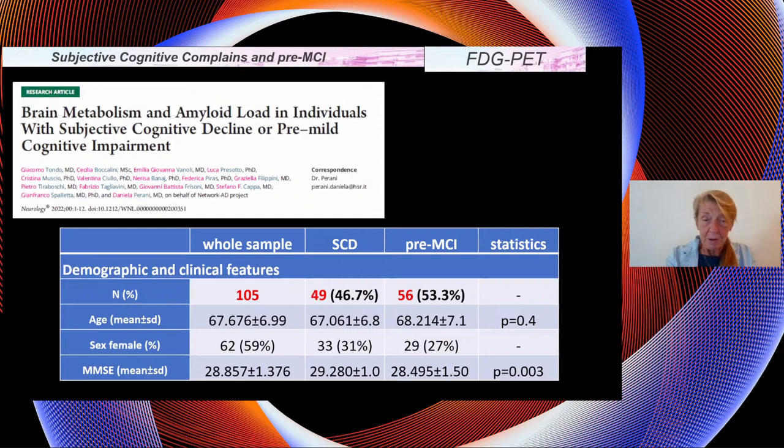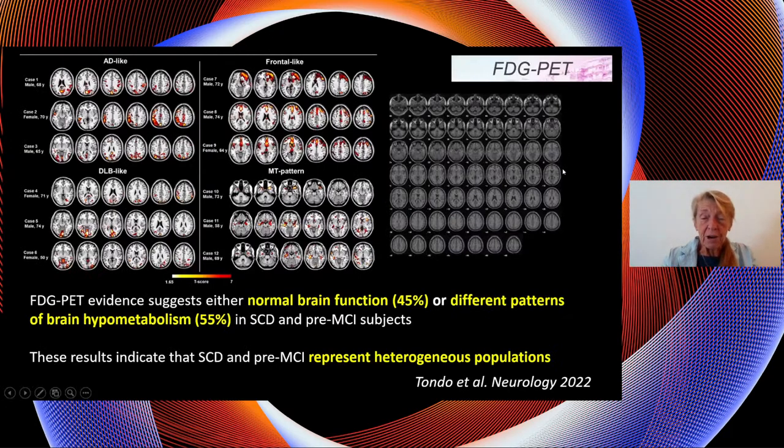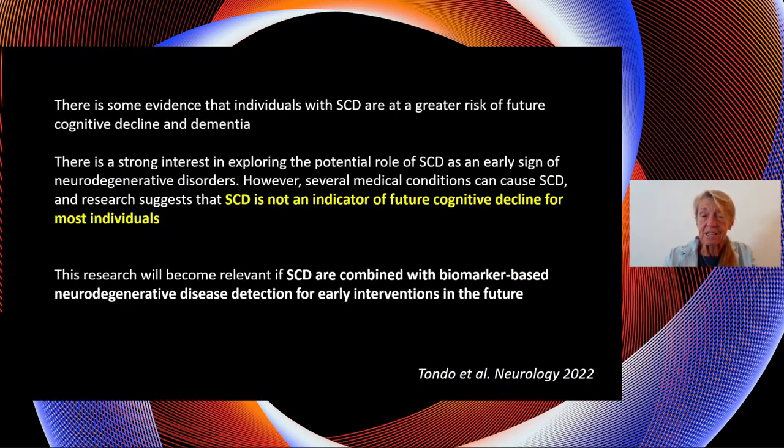The last message is a recent paper we published on subjects with subjective memory complaints. It's quite a large number of subjects. They have amyloid in the brain, but at different amounts. The majority has very little or nothing, or an intermediate or high level. And we found with PET normal brain function in the majority of the subjects, 45%, or a pattern of brain hypometabolism, the other half, predicting the future possible risk of progression to some kind of dementia. So there is some evidence that also these individuals in the very, very early phase of disease can show some aspect of neurodegeneration or a completely negative scan. And this is very important.